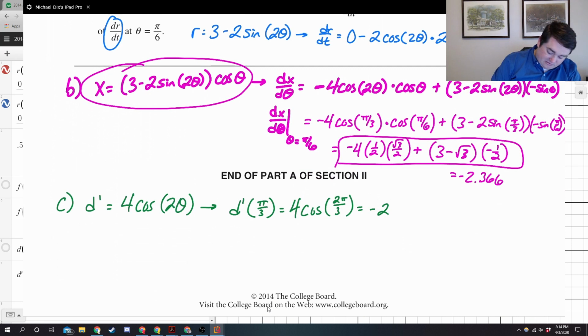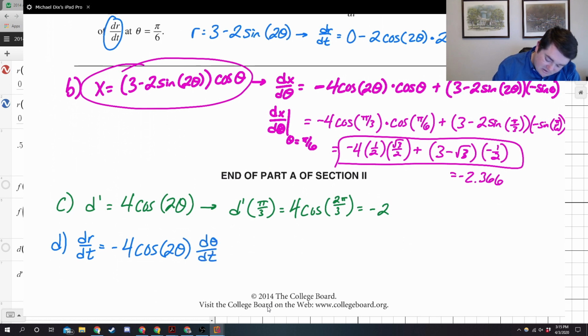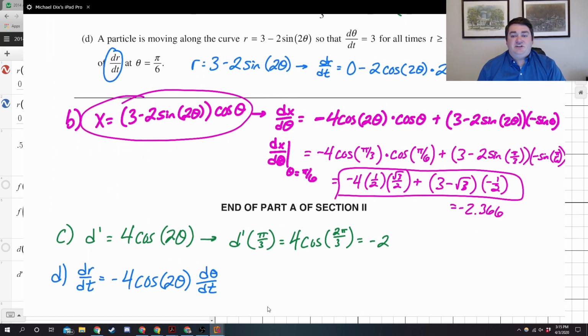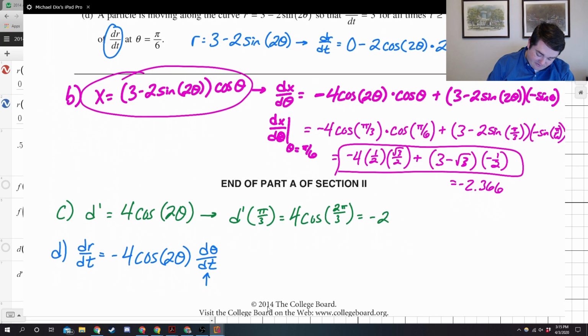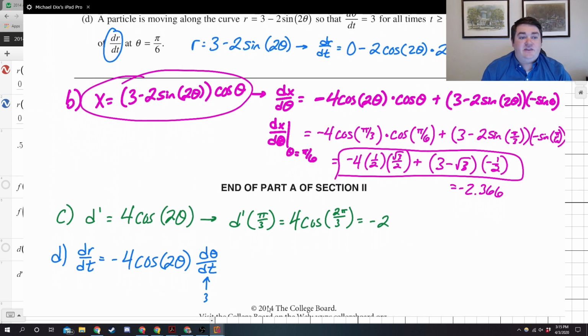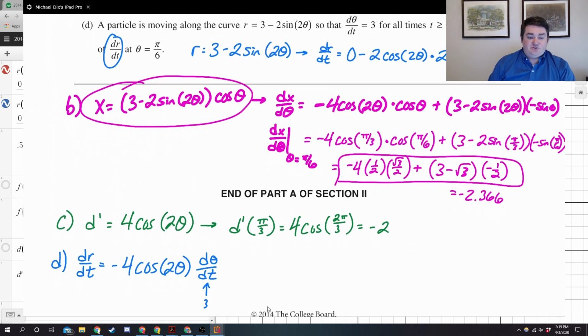And so here's where I'm at. I've got negative 4 cosine 2 theta d theta dt. And the question I'm being asked is, if d theta dt is always 3, so I can plug in a 3 for this, then find the value of dr dt at theta equals pi over 6.